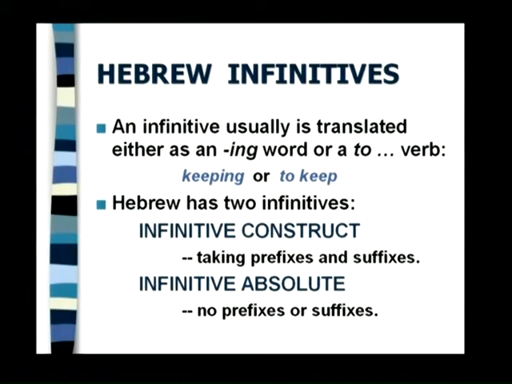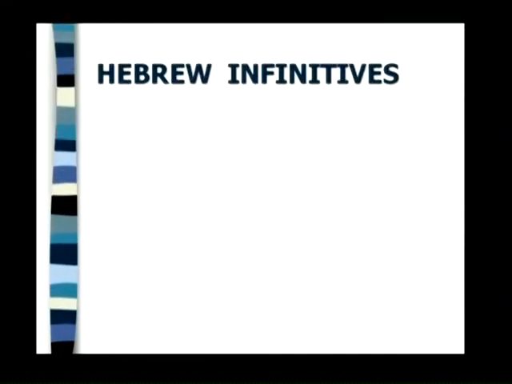Its focus is purely on action and action alone, because it does not express gender, it does not express person, it does not express the nature of the action. It is pure action. All right? So the infinitive absolute stands absolutely alone, whereas the infinitive construct can be constructed with prefixes and suffixes. The prefixes are normally prepositions. The suffixes are normally pronominal suffixes.